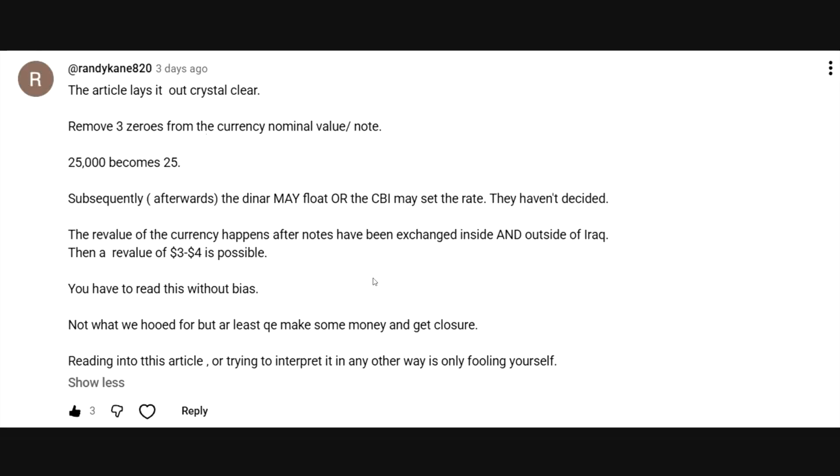Nope. You have to read this without bias. That's the problem, Randy, is everybody is biased when they read it. I'm trying to tell them, pay attention to the wording. You guys are being misled by other content creators.